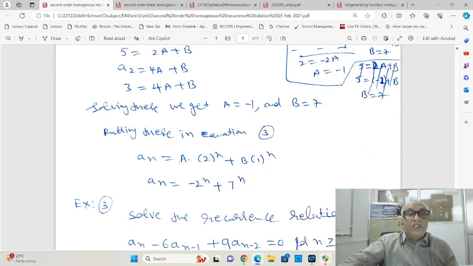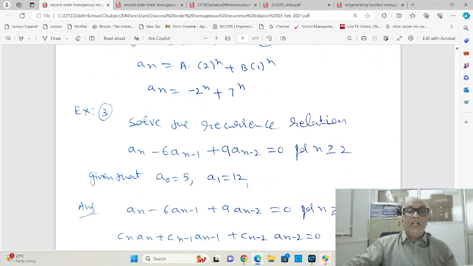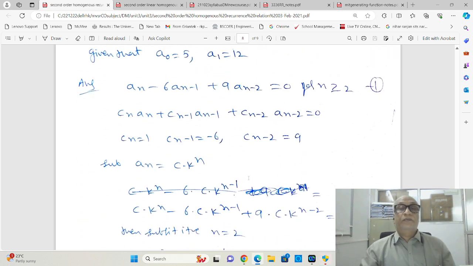So we will be getting the solution as a n equal to minus 2 to the power of n plus 7 to the power of n. Let us take one more example.